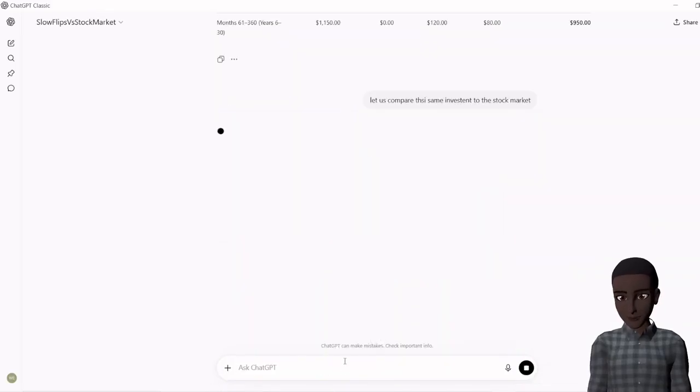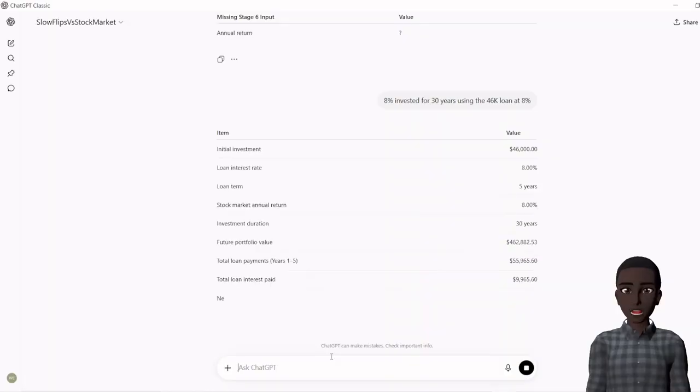All right. So now we're going to determine what the annual return is. So the experts tell us that the annual return on average is about 8%. So 8% invested for 30 years using the same loan and at the same interest. All right. So we are essentially taking the same money we could have spent on the slow flip real estate deal and putting that money instead in the stock market. And here's how that plays out.